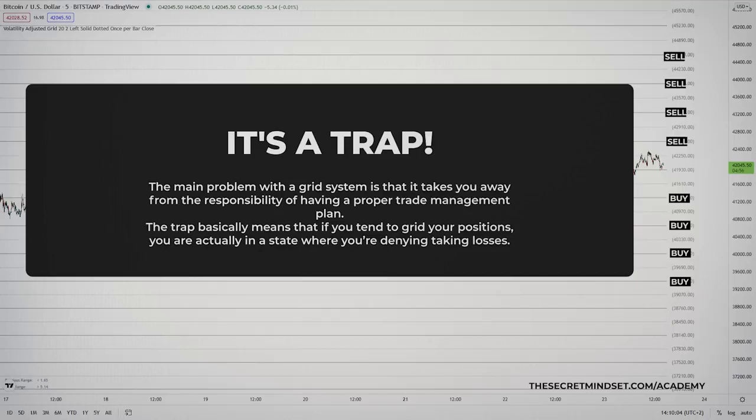The main problem with a grid system is that it takes you away from the responsibility of having a proper trade management plan. The trap basically means that if you tend to grid your positions, you are actually in a state where you're denying taking losses. This, on its own, is a very big warning sign in your trading plan.